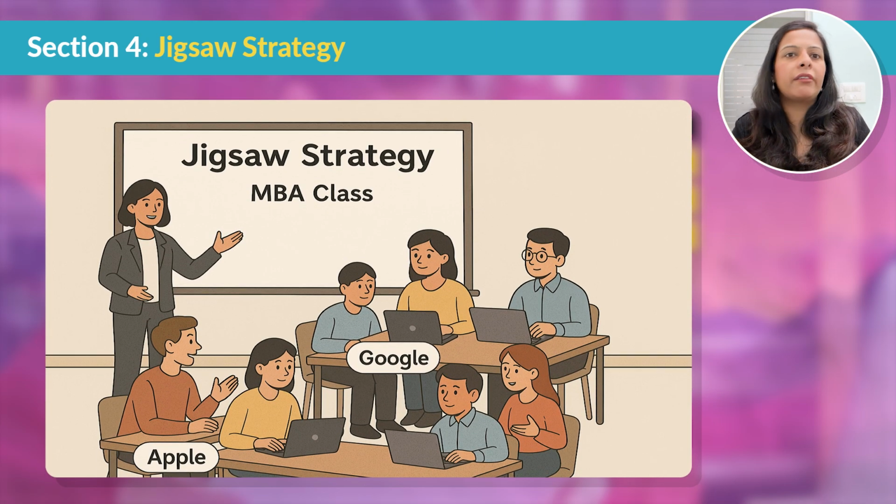इसका एक practical real life example लेते हैं in an MBA class. So MBA के अंदर students are divided into groups and each group researches a different company. Like one group talks about Apple, another on Google, another on Tesla. One group studies how Apple earns revenue, another looks at how Google handles competition, then there's another one that explores Tesla's innovation strategy. And after their research, each group shares their findings with everybody else. This way, all students learn about multiple companies through each other's research.